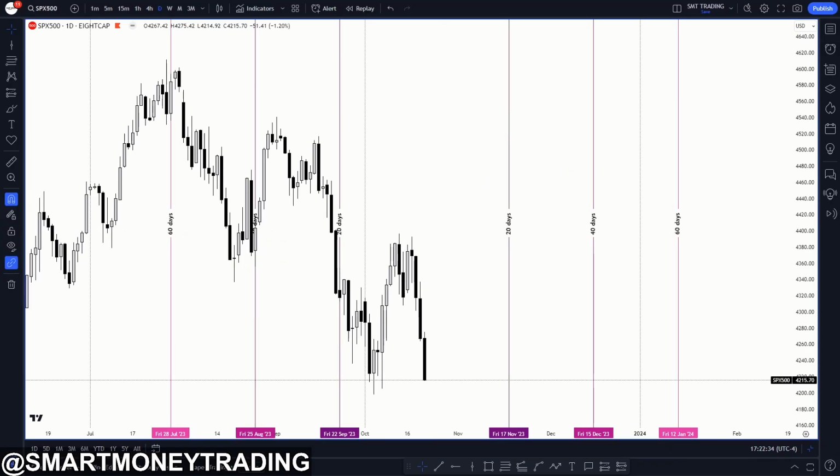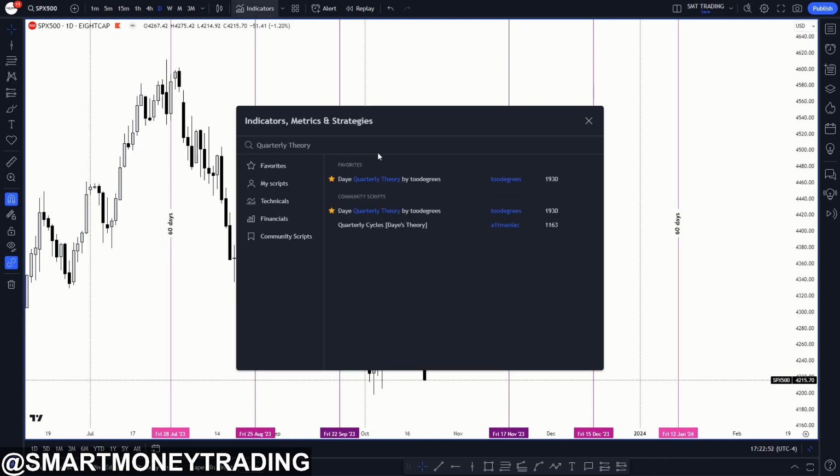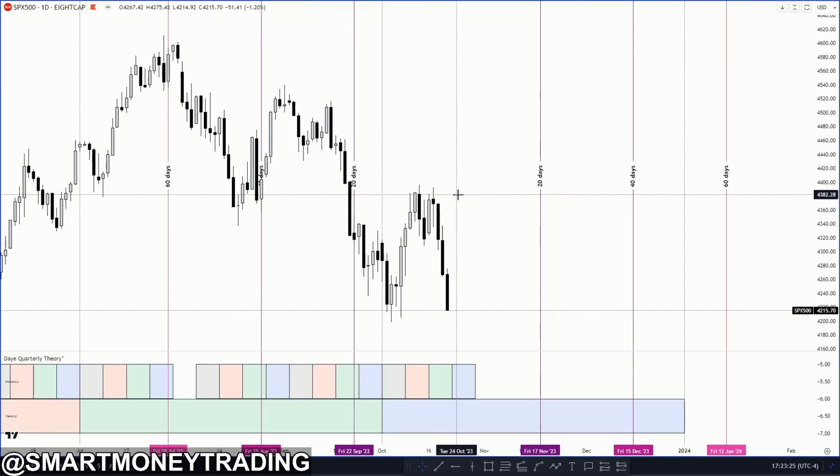All right, ladies and gentlemen, we have added the 20, 40, 60-day look back period. And now we're going to add the indicator for quarterly theory from Trader Dale. If you go up to the indicators tab and type in quarterly theory, it's going to say day, and that's usually the one you want to use. Not this one, quarterly theory, cycles. You just want to use quarterly theory by day, by Todd. So here is the indicator.